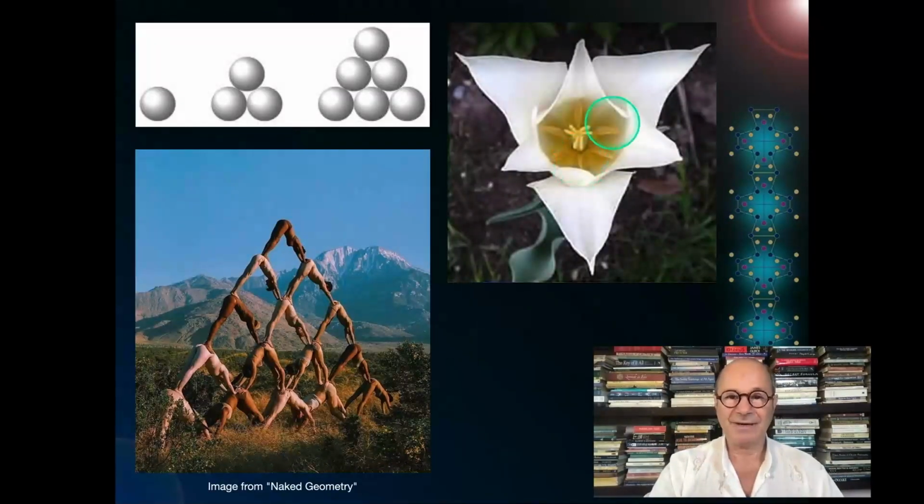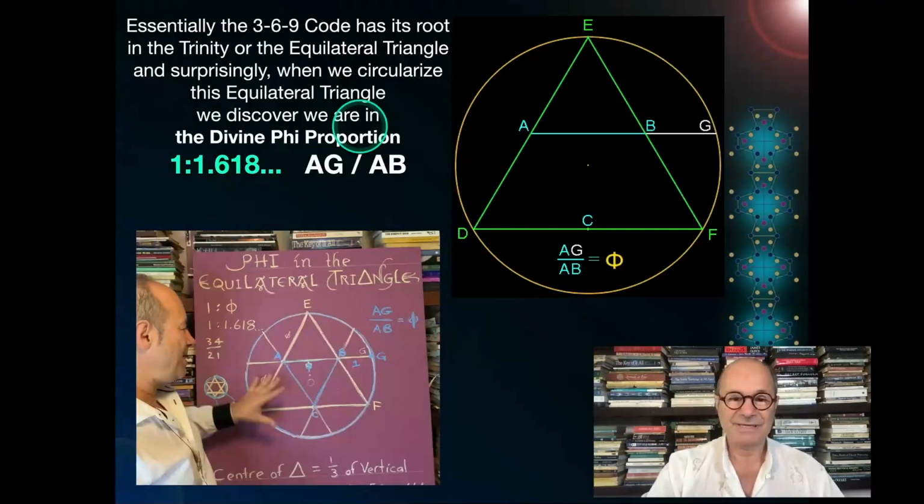We see it in flowers, we see it in the triangle numbers, 1 plus 2, 1 plus 2 plus 3. The first thing that children should learn is the triangle numbers. And we see that the triangle in a circle actually creates the golden ratio. So this is a very psychoactive diagram. The circularized equilateral triangle is full of the mathematics of nature.